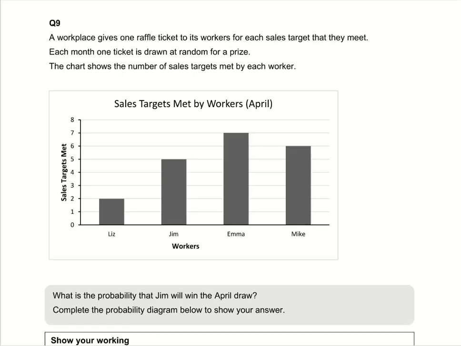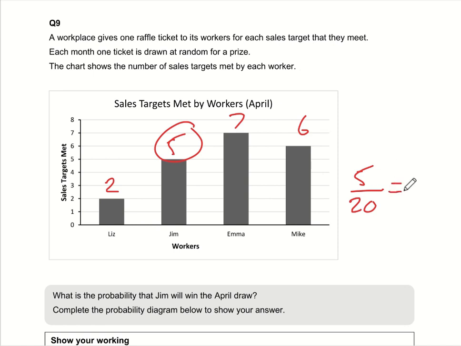Okay, question number 9. So each time a worker meets a sales target, they get a raffle ticket. So Liz will get 2 raffle tickets, Jim will get 5, Emma will get 7, and Mike will get 6. So how many raffle tickets have been given out? Well, 2 plus 5 is 7, plus another 7 is 14, plus 6 is 20. Now, out of the 20, Jim has got 5 of them. So the probability of Jim winning is 5/20ths.